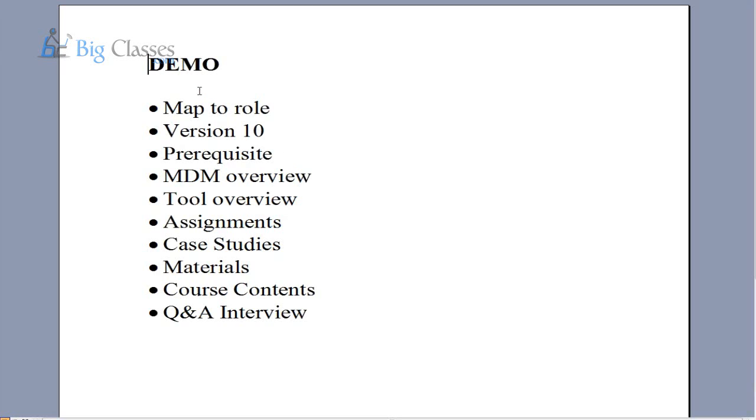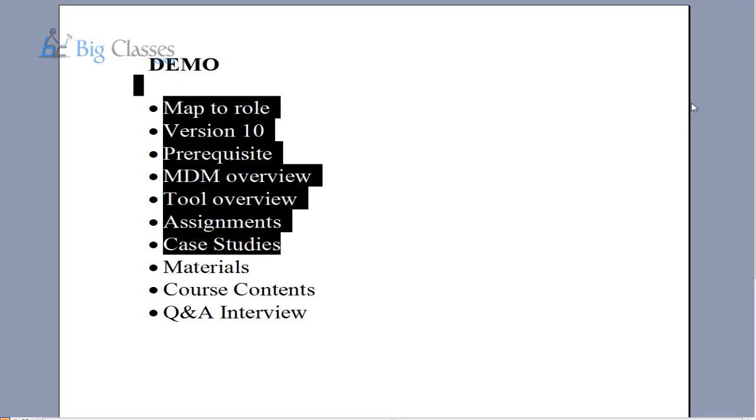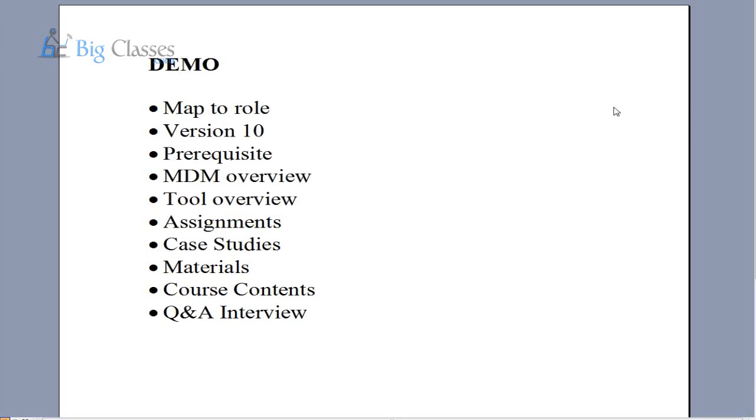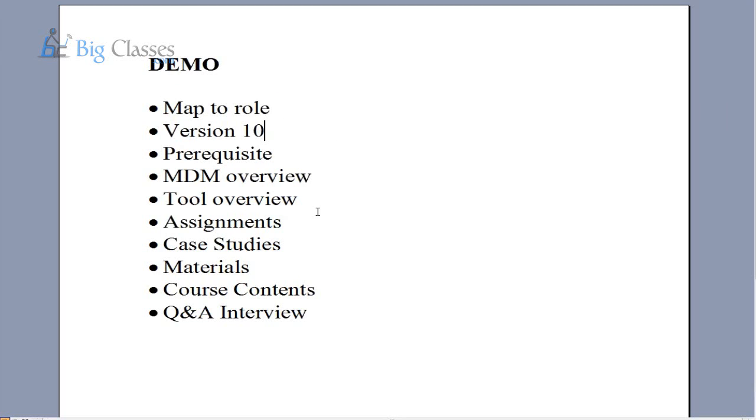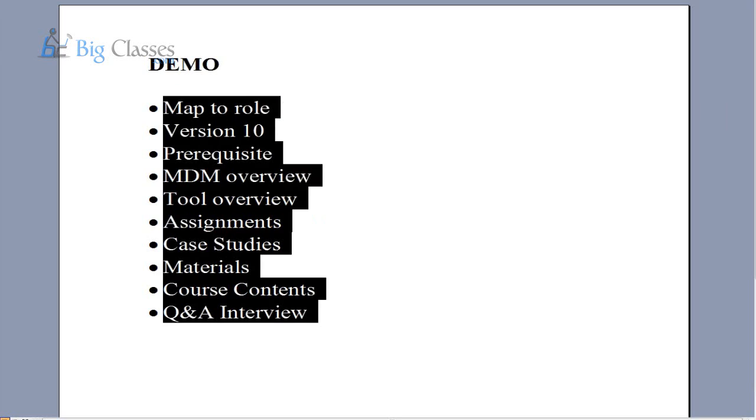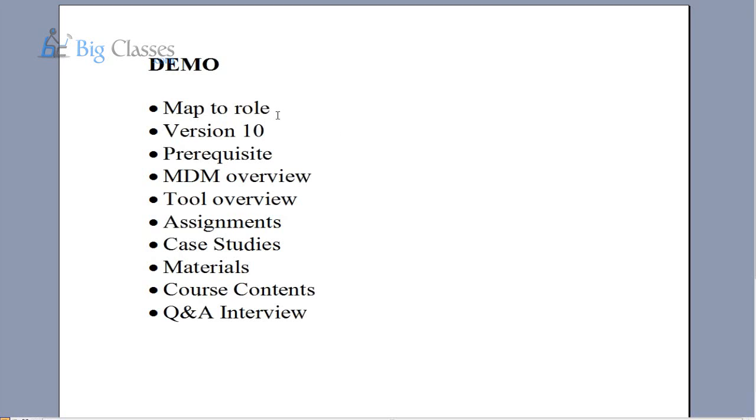Now let's jump ahead to the demonstration. So basically we'll be trying to cover, I hope you can see this on the screen, all of these topics. First is map to role, then I'll tell you about the versioning and prerequisite, then the MDM overview, and then gradually we'll go through all of these topics. So let me start with this first one, map to role.